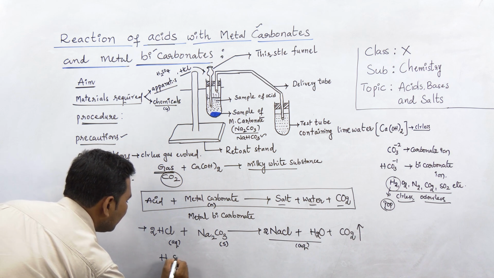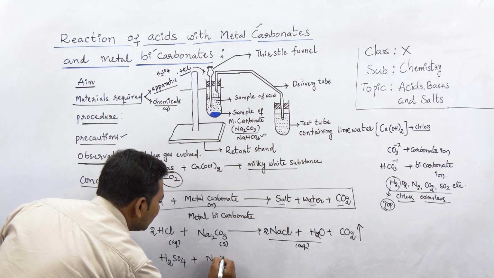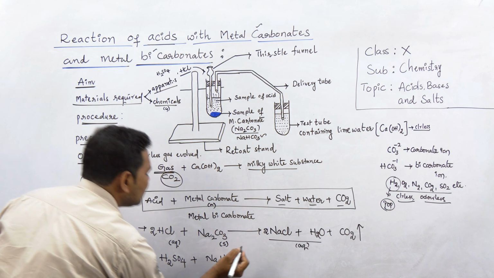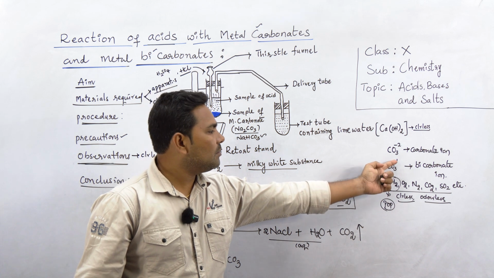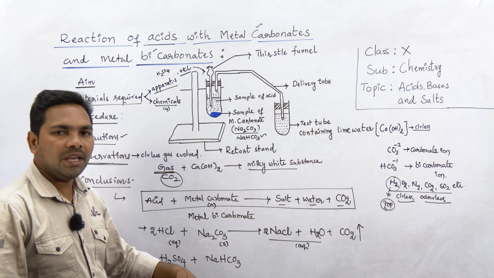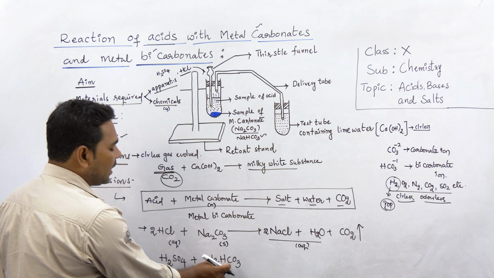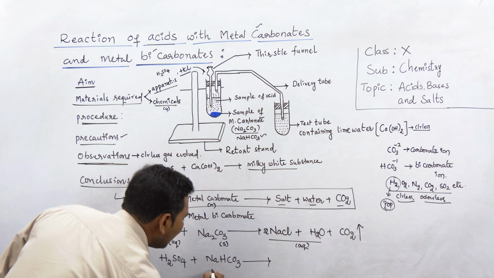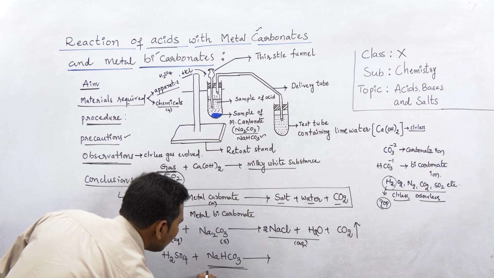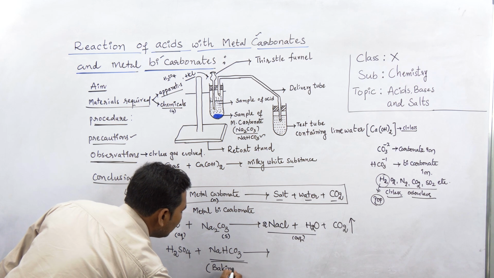If I take H2SO4, sulfuric acid, reacting with sodium hydrogen carbonate, right? I already told you the hydrogen carbonate formula is HCO3 -1, whereas sodium is Na+1. +1 and -1 cancel, both are monovalent, and form the compound NaHCO3. It's sodium bicarbonate.